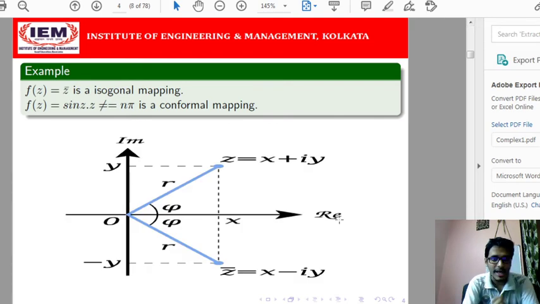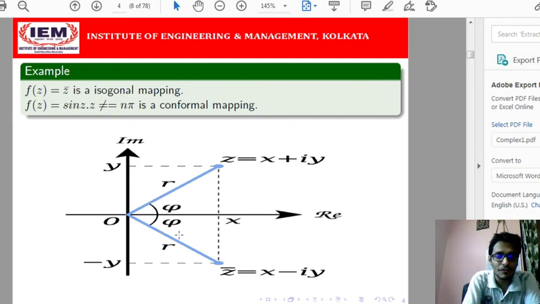So I am now giving the example of the isogonal mapping. This is our xy plane and this is our uv plane. That means the positive x-axis and negative y-axis give us the uv plane. If I take any point z here, by virtue of this mapping it will be mapped to z bar. Here you can find that the magnitudes of z and z bar are the same. The angle made by z with the x-axis and the angle made by the x-axis and z bar are the same, that is phi.